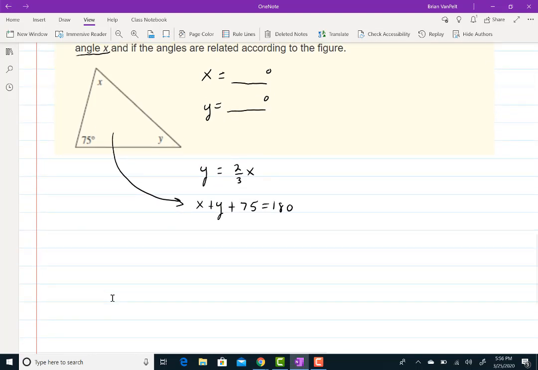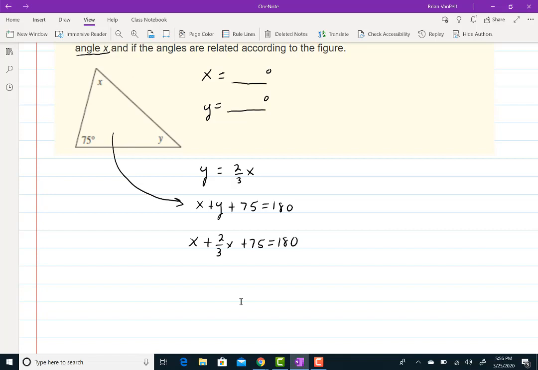And now let me change things up a little bit. Here, I'll keep y equals 2/3 x. Well, actually, you know what? I think what I'm going to do is directly substitute this 2/3 x in for y right now. So let me do that. The second equation becomes x plus 2/3 x plus 75 equals 180.